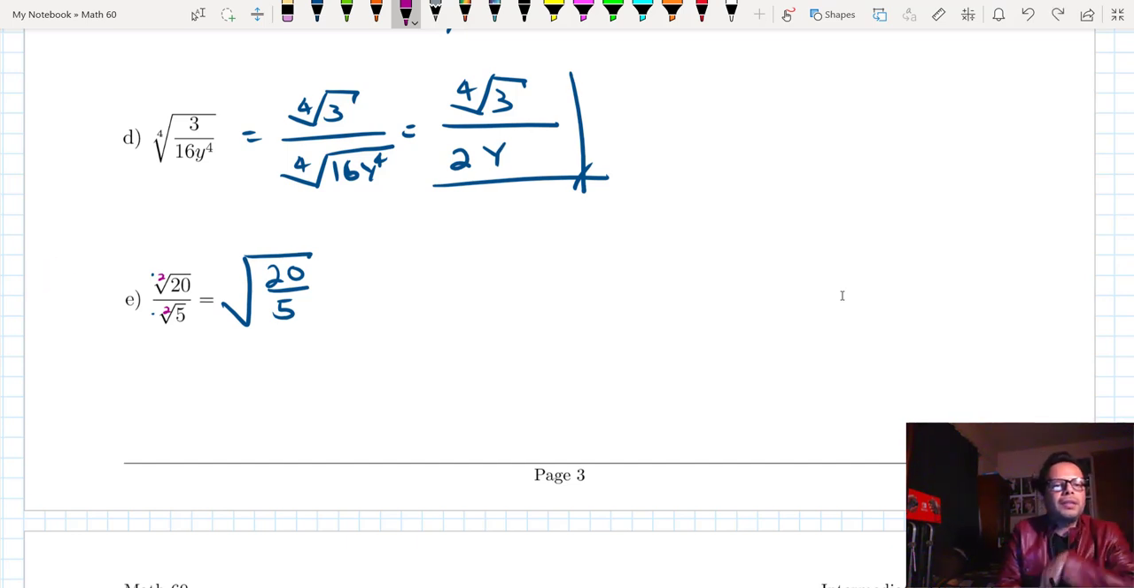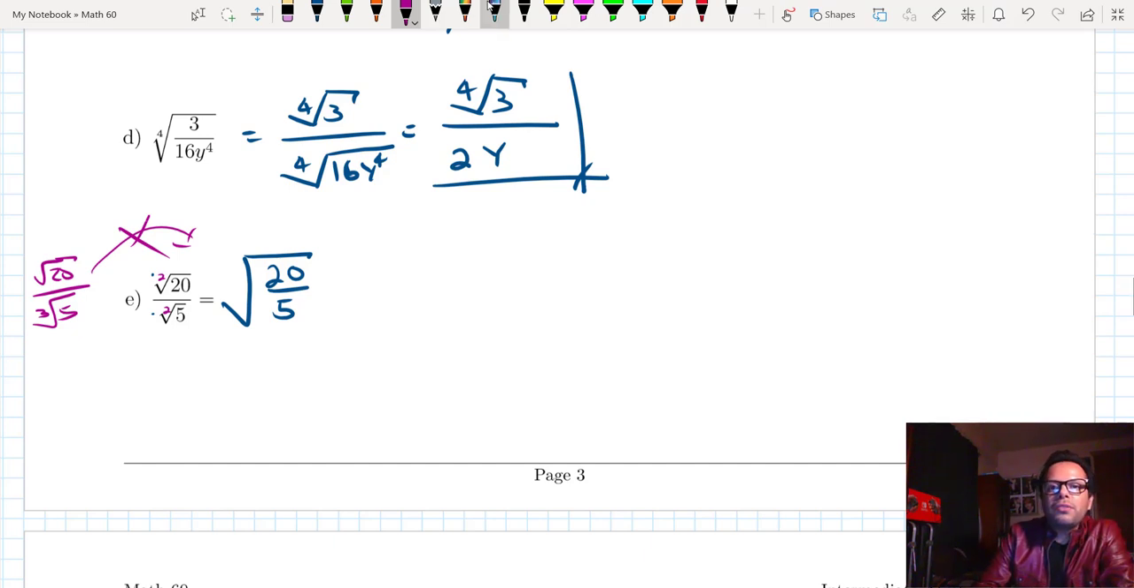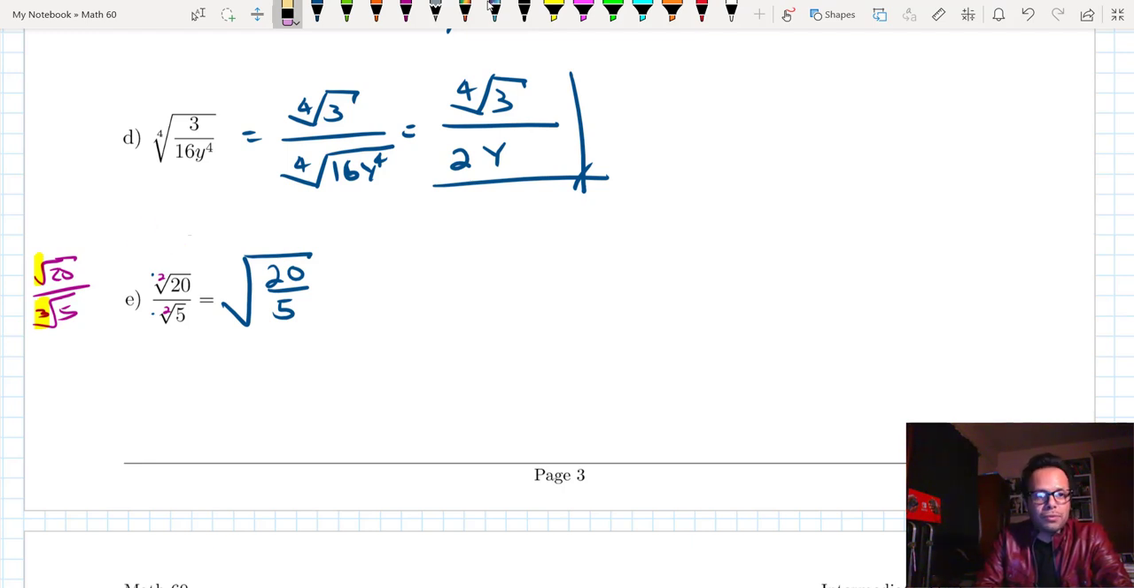well, something like this, square root of 20 divided by the cube root of 5, we wouldn't be able to write it as a single radical, right? The reason why is this index is different than that index, right? And we need to have the same indices in order to apply both the product rule of radicals and the quotient rule of radicals, okay?